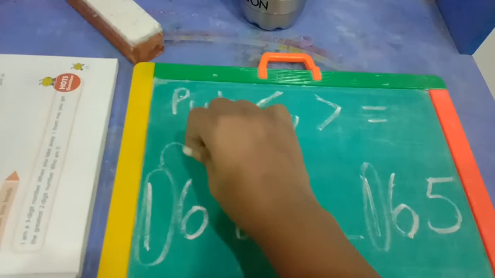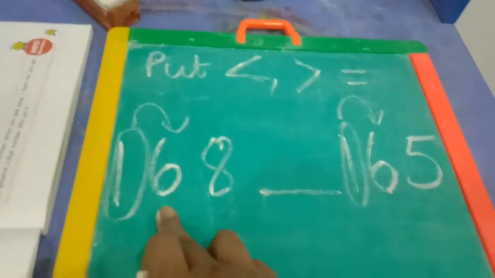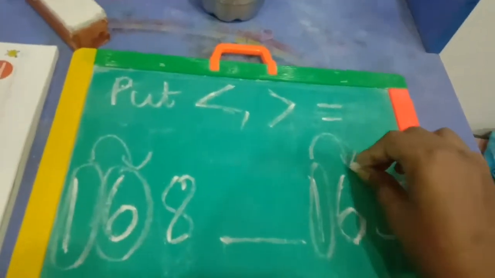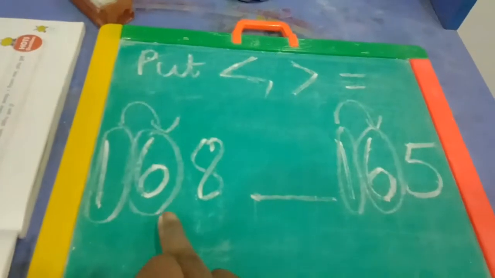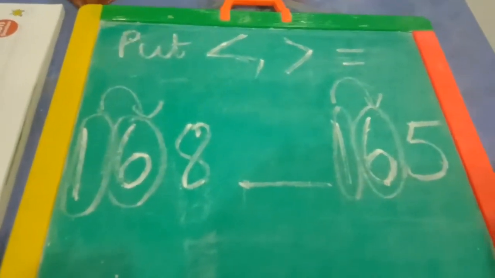Then move to the tens place. That means the next number. Here in the tens place we got 6, and here also in the tens place we got 6. Both are equal, so again we can't identify which number is the greater.